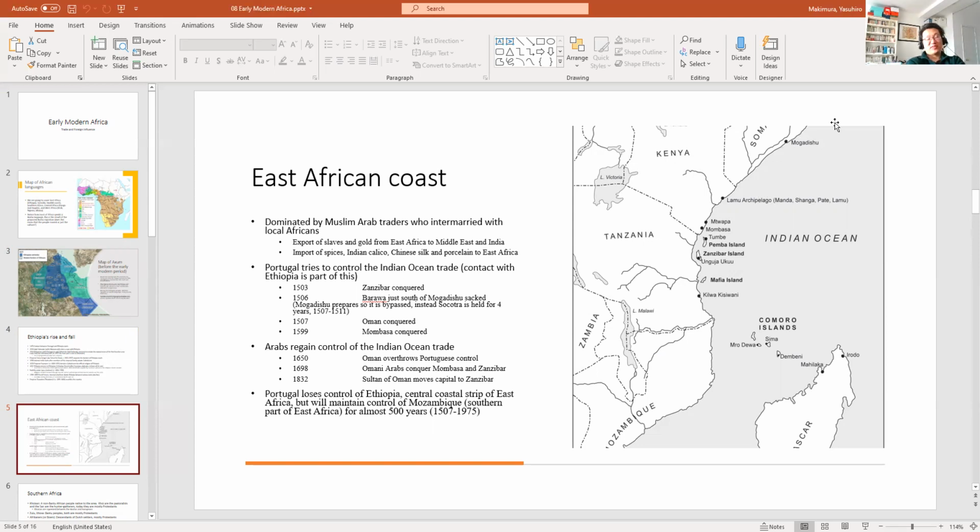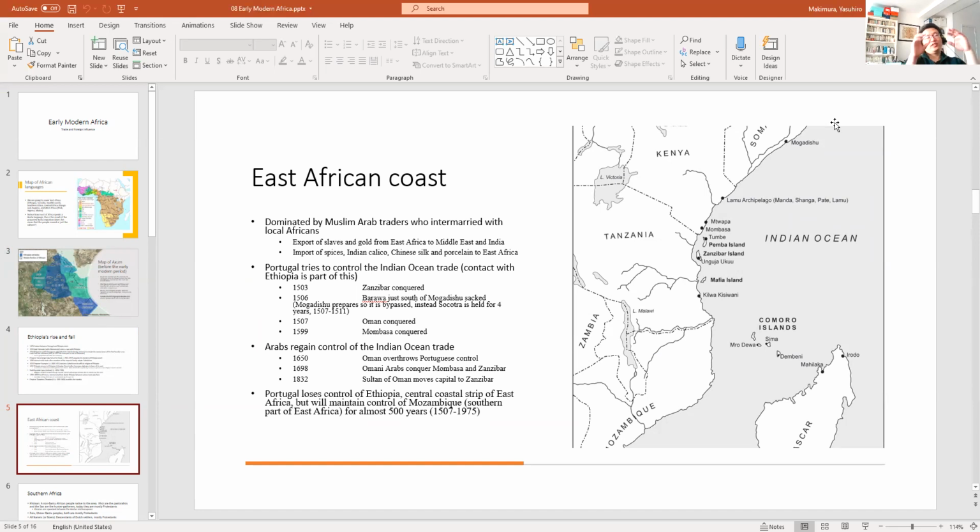Now, obviously that sucked for the people of Barawa, but good news for Mogadishu, which is just north of Barawa. When they got the news, they began to prepare immediately, so that when the Portuguese arrived at Mogadishu, the city was well garrisoned and defended. So the Portuguese moved on and they went all the way to Socotra.